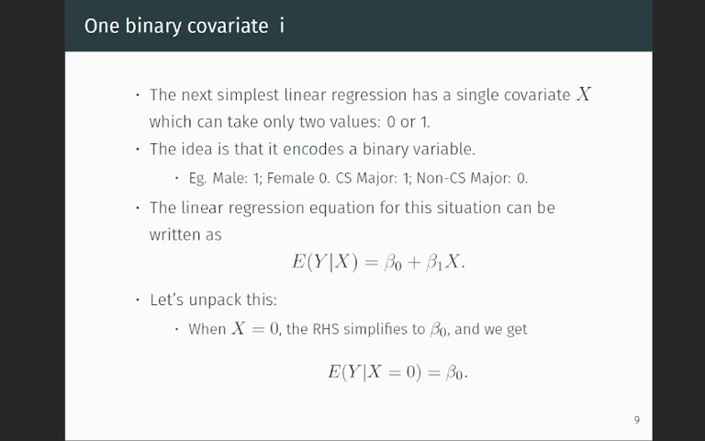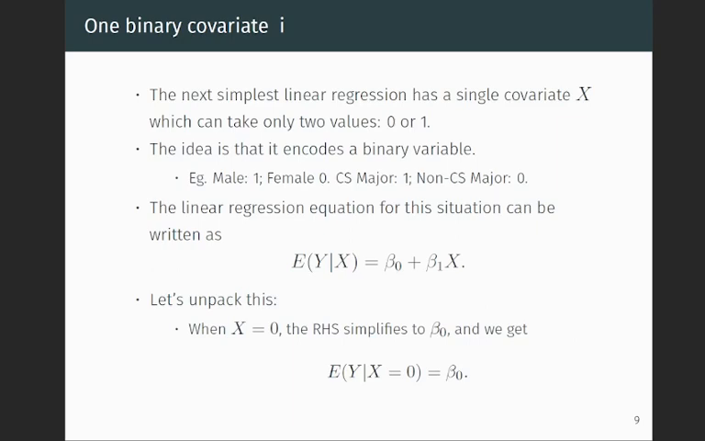In this particular case, the linear regression equation is a bit more complicated. Not too much, we're just adding one more term, so we get that the expected value of y given x, right, this is a conditional expectation. We write that it's equal to beta 0 plus beta 1x. That's the regression equation. So let's unpack this a little bit to make sure we understand.